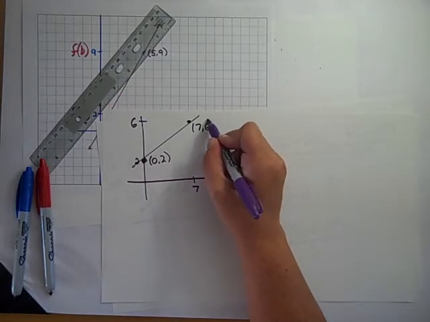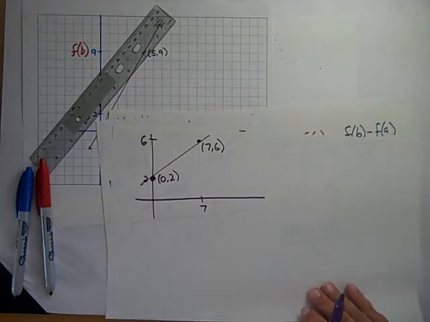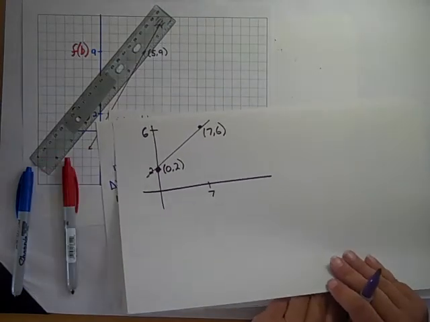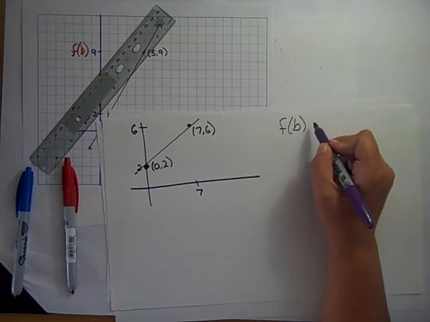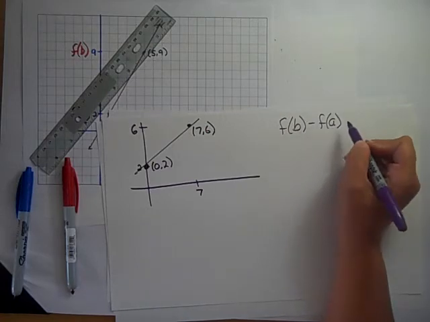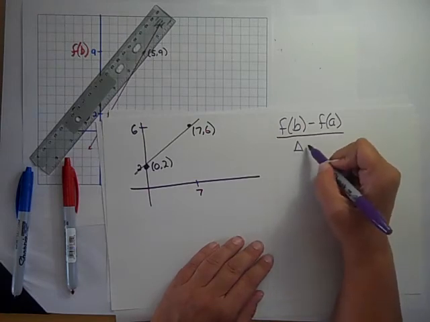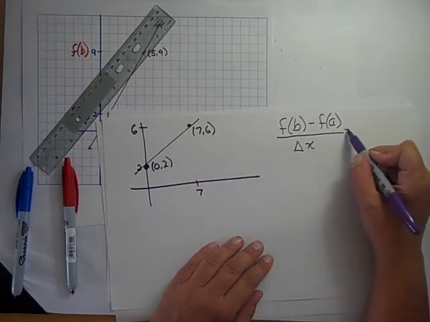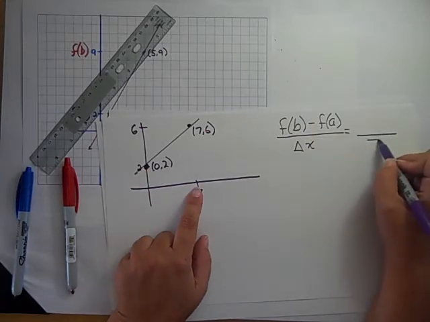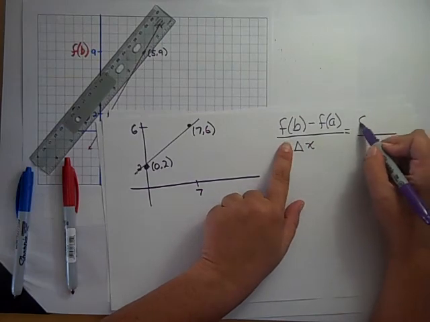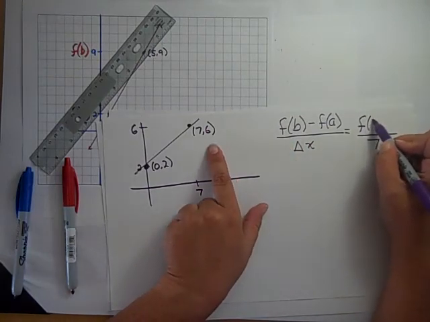So that's 0, 2, 7, 6. So instead of actually figuring out the slope right now, let's just use the harder way to do it. So let's do the f of b minus f of a. And again, remember that's just y2 minus y1 over the change in x. So first of all, what's our change in x? We went from 0 to 7. So that's 7.